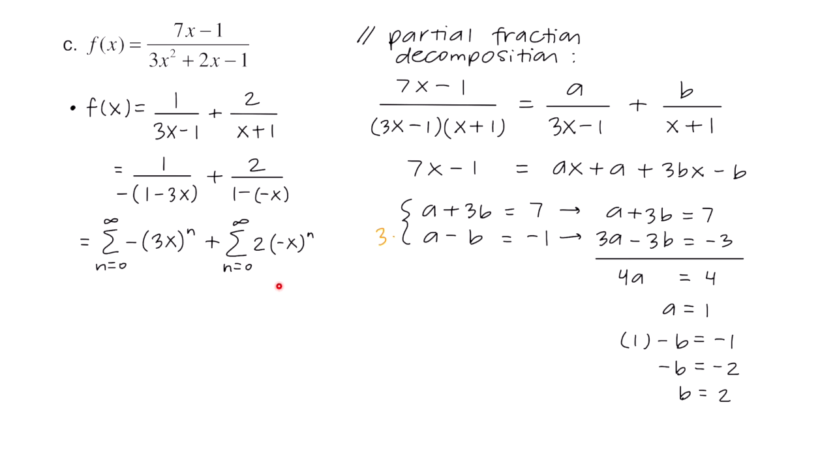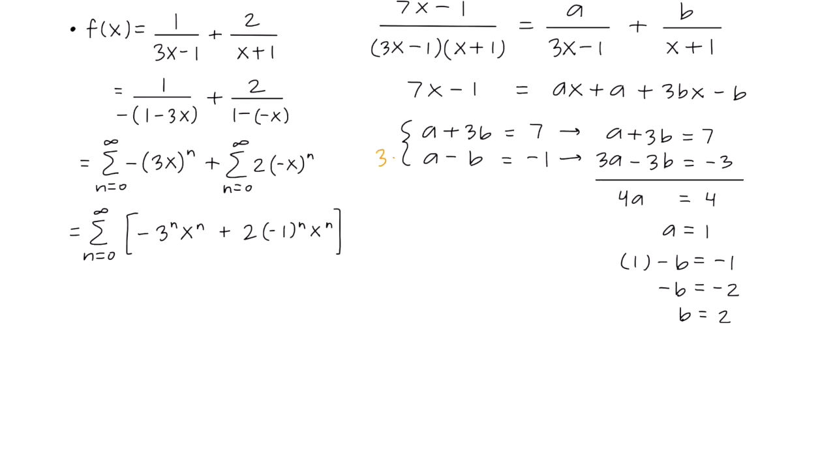Okay, so we're just going to manipulate these a little bit more. What I want to do is separate this x to the n for both expressions. And also because both of these sigmas start with n equals 0 and go to infinity, we can rewrite this as one big sigma. So for this first expression, I'm going to write it as negative and then 3 to the n, x to the n. And then for this next expression, we're going to go plus 2 times negative 1 to the n, x to the n. All right, guys, stay with me.